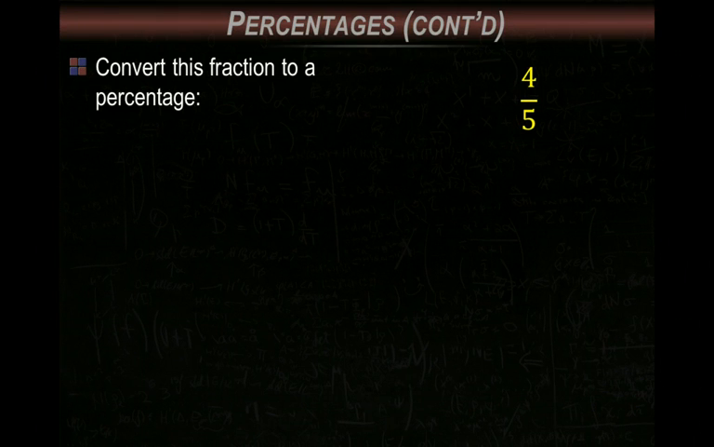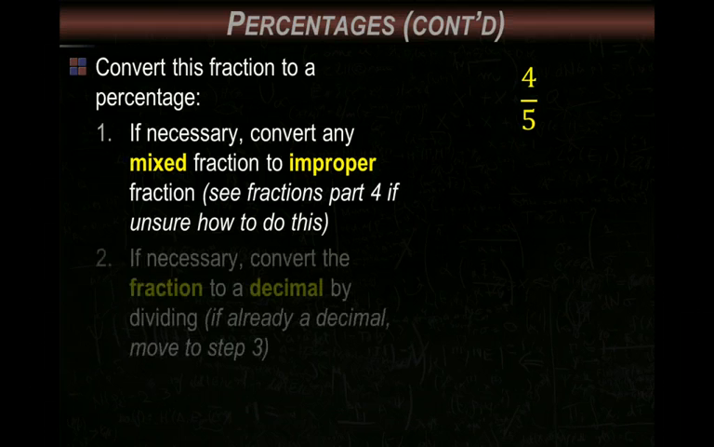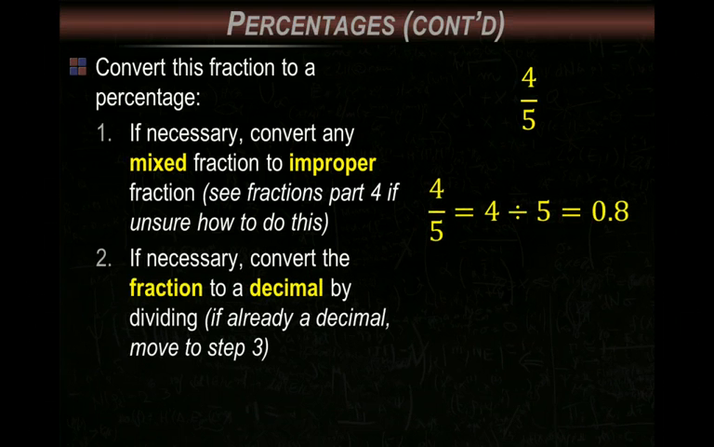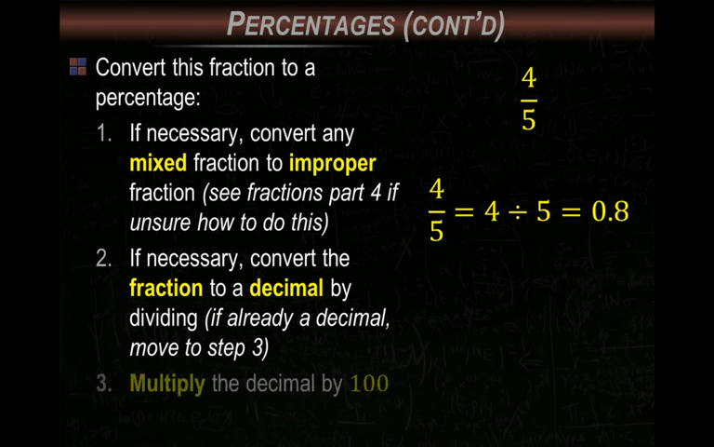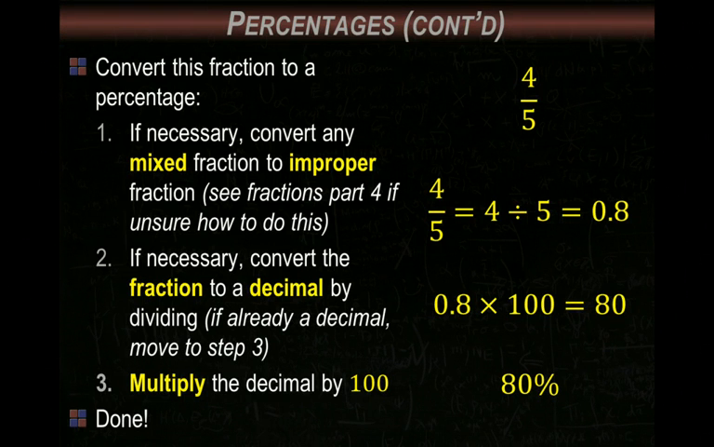So I'm given this fraction, and I want to turn it to a percentage. Step 1, convert it to a decimal. To convert it to a decimal, I just do the division. Okay? So 4 divided by 5 is 0.8. I can do that on my calculator. I was able to skip step 1 because it's not a mixed fraction. If it's a mixed fraction, I'm going to need to do step 1, but I don't need to do it here. So now I got 0.8. What do I do next? Step 3. Multiply this times 100, and I get 80, and then just slap the percent sign on. It works for any single fraction.